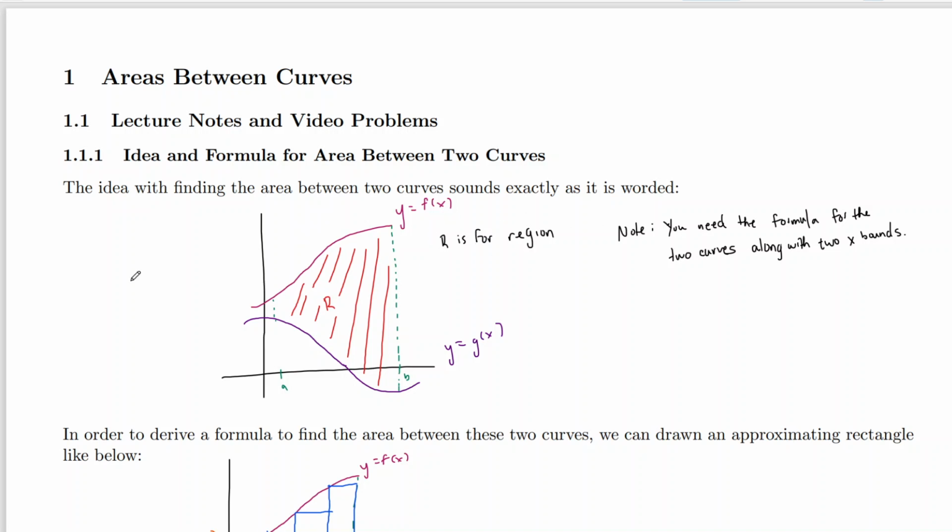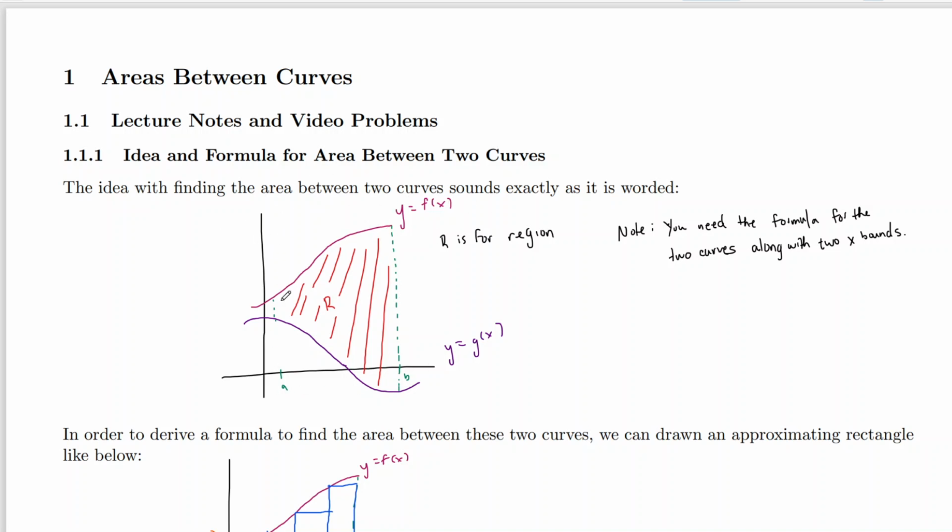And one thing I will do in all the problems, and there's actually a little hint on every problem, is reinforce the idea that you should be drawing the picture or using a graphing utility to see the picture. Okay, so with that said, we'll go ahead and talk about the idea and build up the formula for the area between two curves.